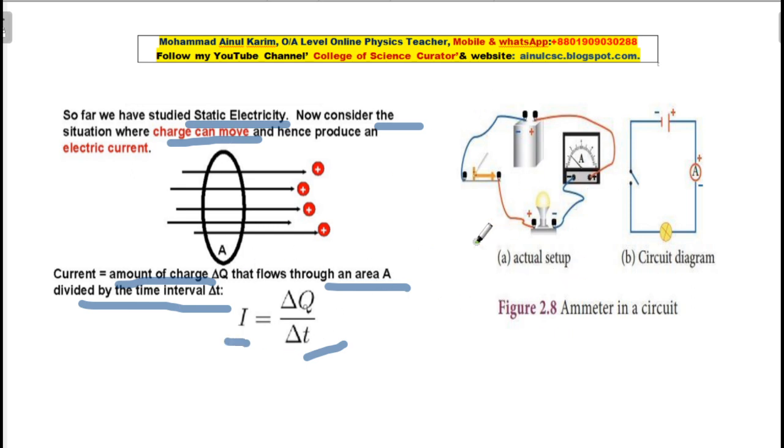The actual setup in the circuit is in this picture. This is another picture, the circuit diagram, as we can draw it on paper. That is the circuit diagram.